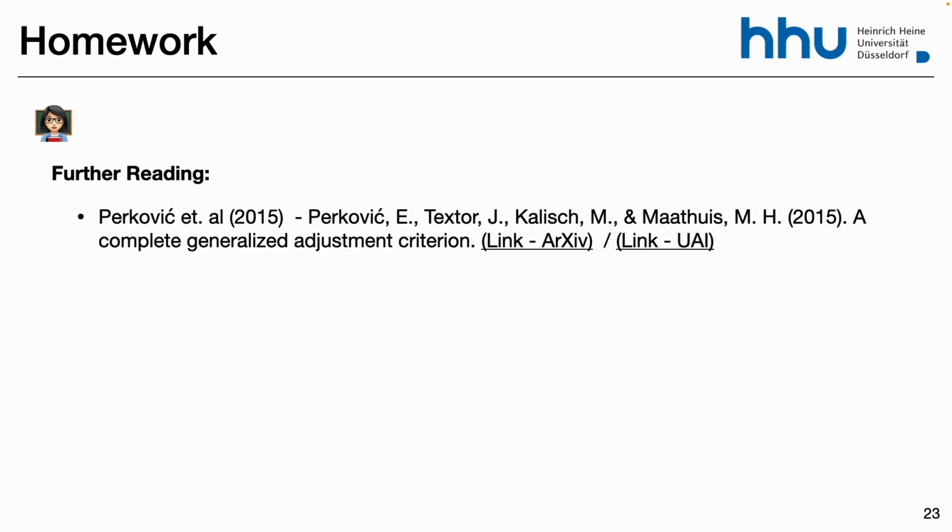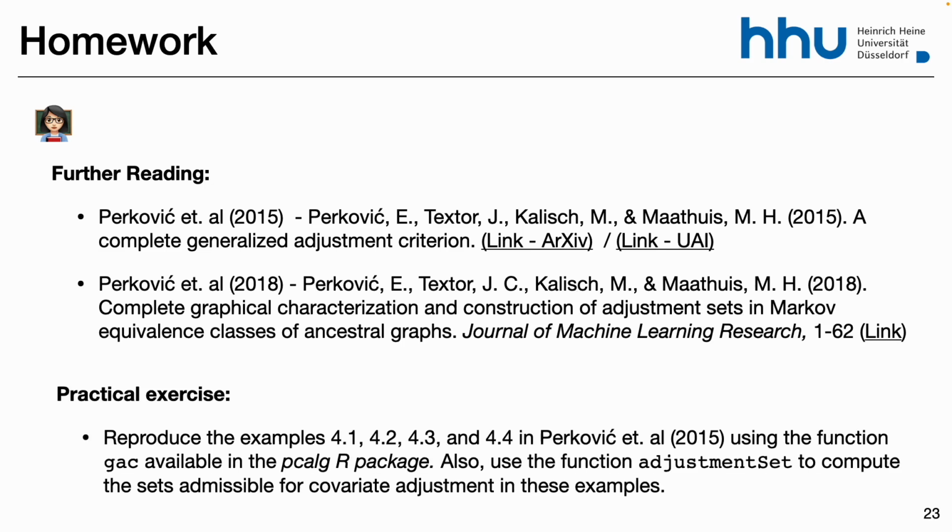For homework, I want you to check this paper. You don't need to read it. Both papers are interesting, but the first paper here has 3 examples, and Perkovic has also this R package, GAC, Generalized Adjustment Criterion, in this BC-ALG-R package. I gave you the code using it already. It is this function, adjustment set. I want you to play with these 4 examples. If you read the manual, it's kind of there already, so it's not that hard to do.